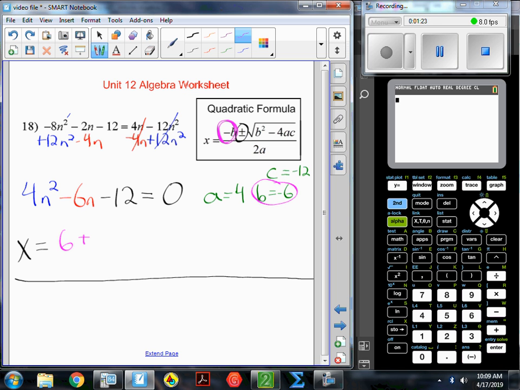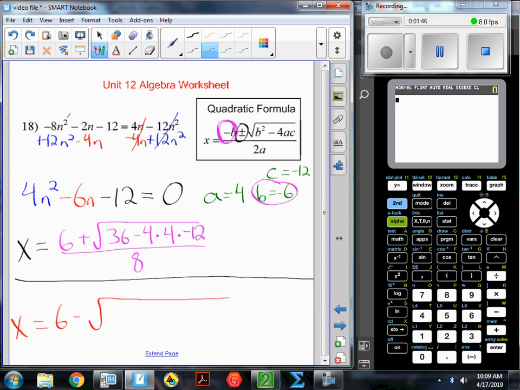6 plus the square root of b squared. B squared is negative 6 times 6, which is 36. Minus 4 times a, which is 4, times c, which is negative 12, all over 2 times a, which is 8. Do this again with the minus. X equals 6 minus the square root of 36 minus 4 times negative 12, all over 8. So we're going to get something over 8 on the top and something over 8 on the bottom.